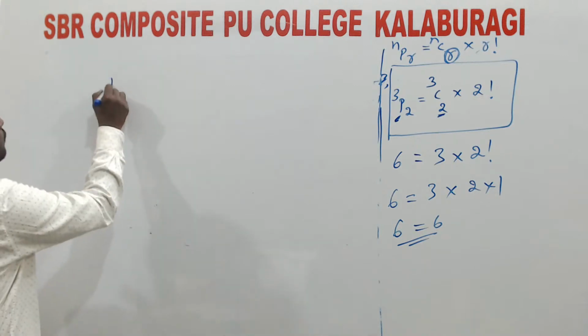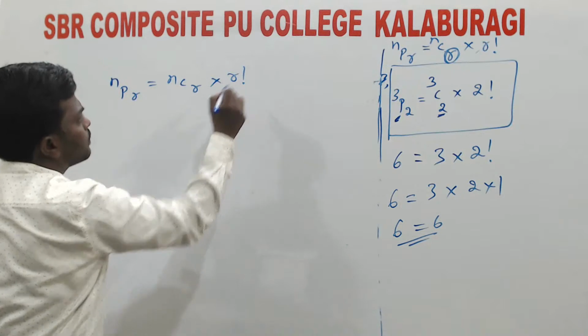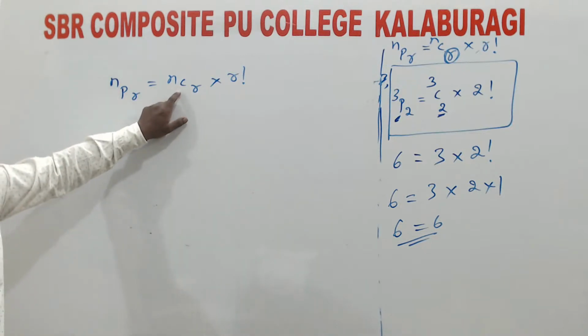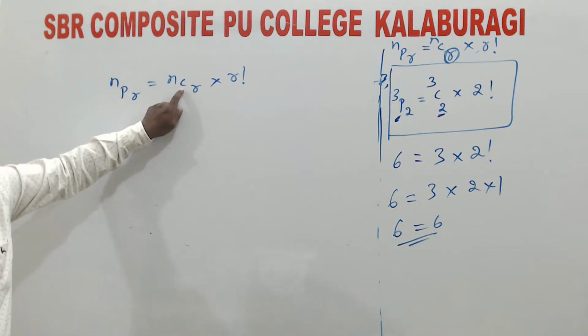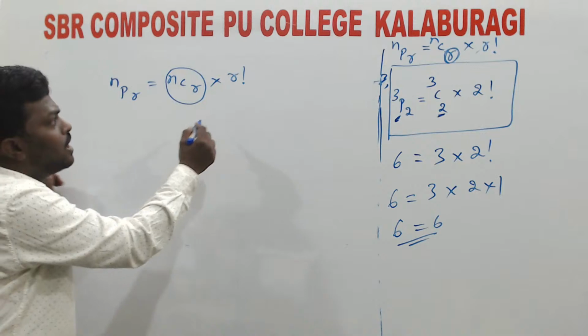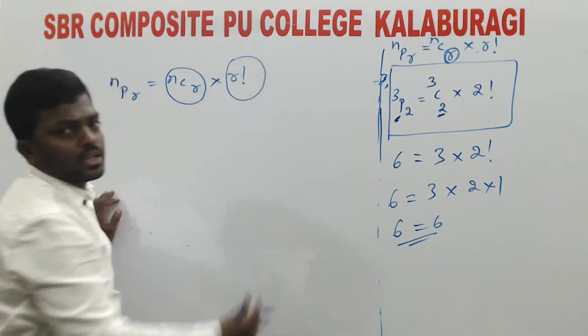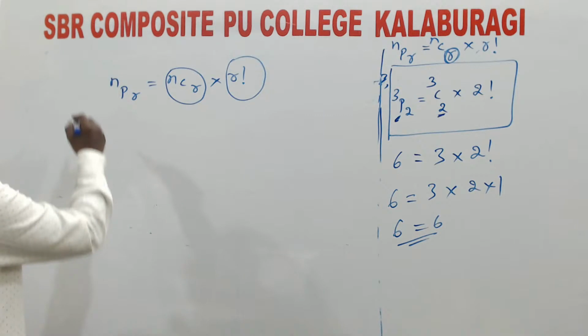So what was the relation between permutation and combination? C stands for combination, P stands for permutation. Each combination in nCr will have r factorial permutations. So this is our first relation.